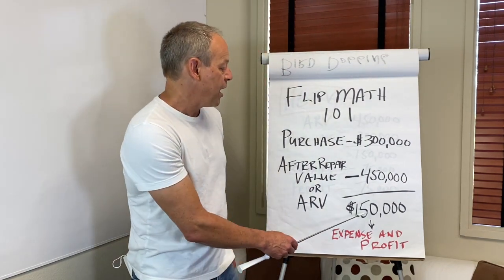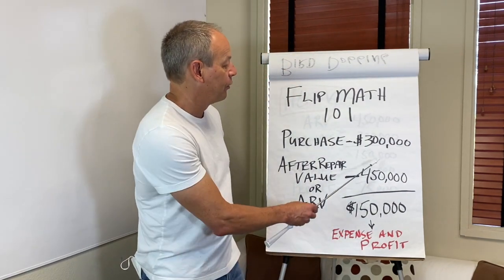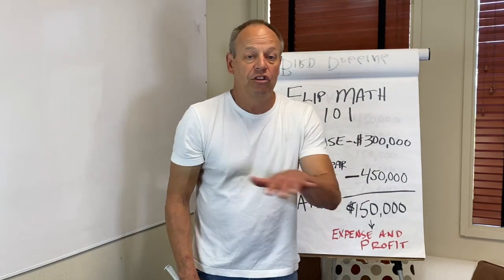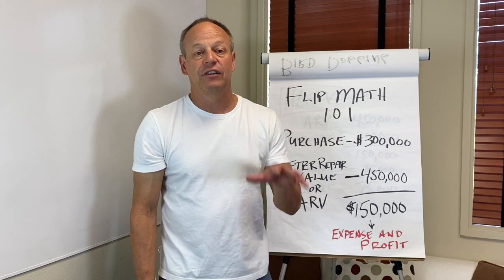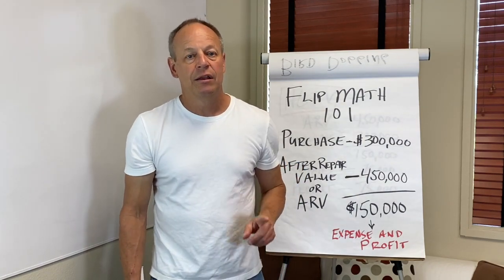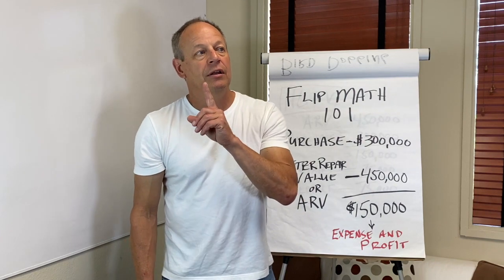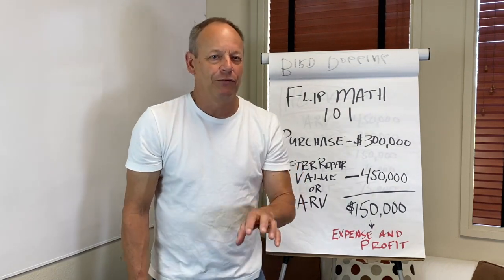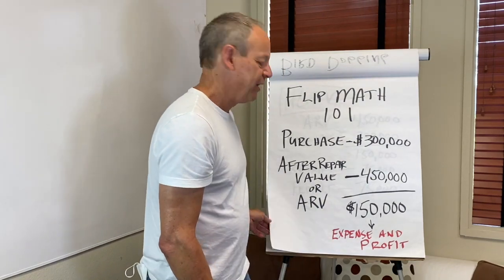So we have $150,000 between here and here to get our job done, pay for all of our expenses, and extract profit. So let me show you how we do that, and let me show you where things might go bad for you, okay? Let's go over that.